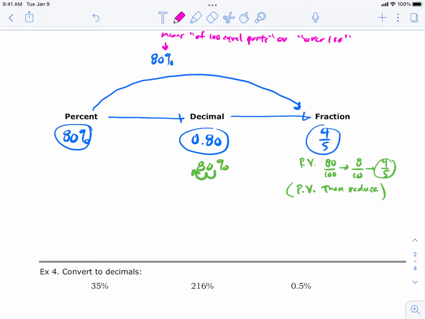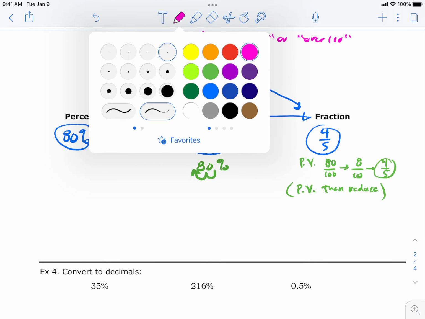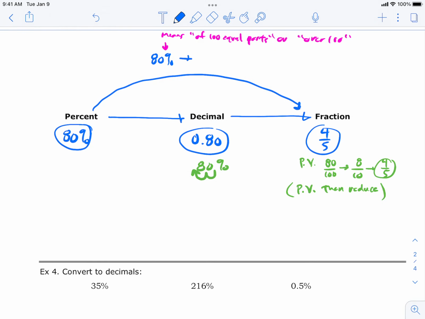80% literally means 80 over 100. You can take the percent symbol out, put the 100 in. Notice we're basically back to where we were here. So then you reduce. And when you reduce, the 80 over 100 will become 4/5. So there's our nice little ways that we can convert percent towards decimal towards fraction.